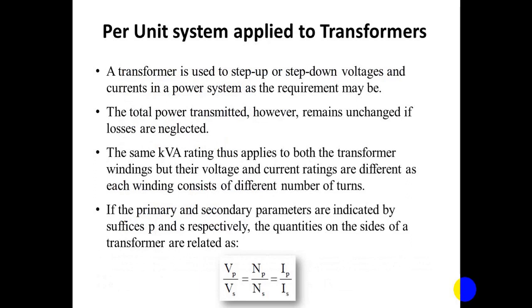Okay, this was the general introduction of the per unit system, when we did not apply it to a particular equipment. We did not solve the system specifically for any transmission line or generator or any parameter. Now let's see the per unit system when we particularly apply it to a transformer.